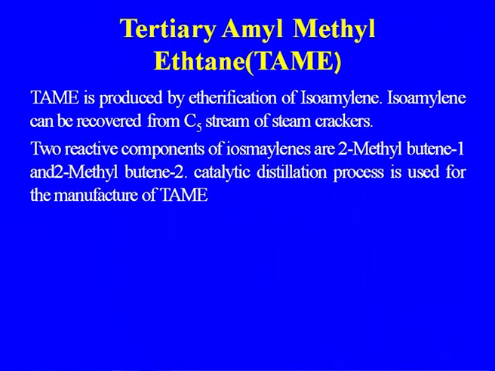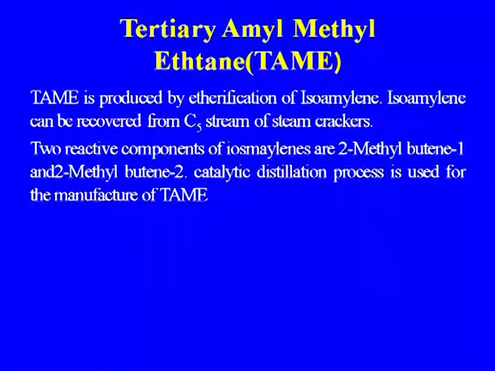Now comes TAME, tertiary amyl methyl ether, that is produced by etherification of the isoamylenes present in the C5 stream. Isoamylenes can be recovered from the C5 stream of the steam cracker or the FCC, because you see the Reliance Jamnagar refinery is making TAME, and the C5 stream they are using for etherification, they are doing the combined C4, C5 stream for etherification. So two reactive components of isoamylene, 2-methyl-butene-1 and 2-methyl-butene-2, participate in the reaction, and the catalytic distillation process is used for manufacture of TAME.